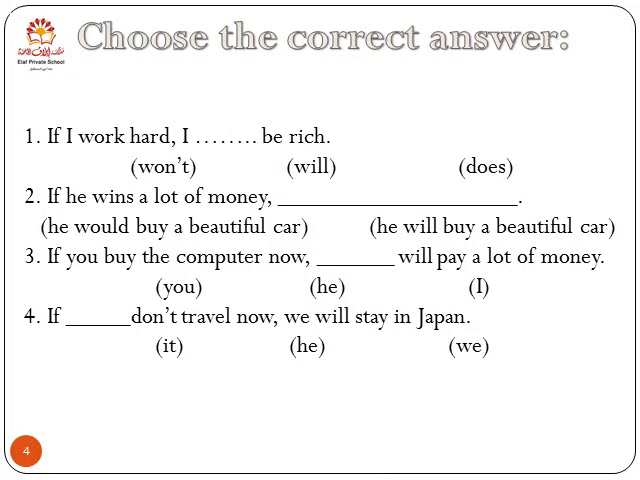Okay, everybody. Now I have a little exercise for you. Choose the correct answer. I'll just give you a minute. Please pause the video and try to do them yourself. I have 4 sentences. Choose the correct answer. Number 1, if I work hard, I be rich. If he wins a lot of money, if you buy the computer now, we'll pay a lot of money. If don't travel now, we will stay in Japan. Now just pause the video and do them yourself, please.